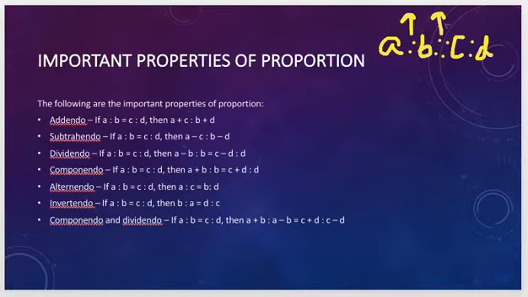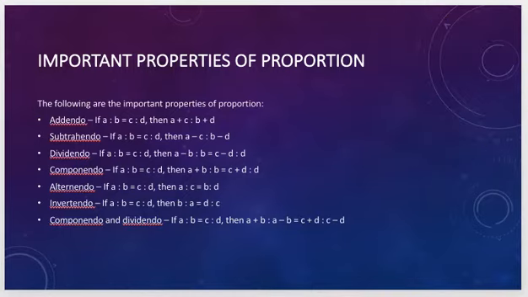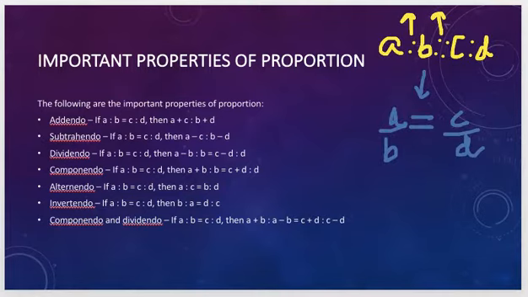You may even represent this by writing it like A by B is equal to C by D. So what do we get over here is addendo. The first thing is addendo, that is adding. So addendo of this particular proportion will be A plus C by B plus D.